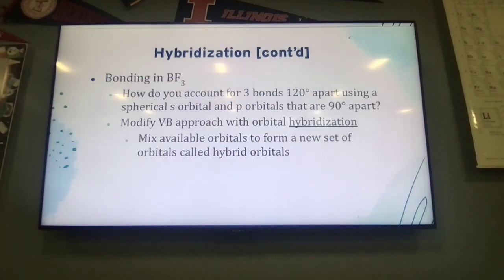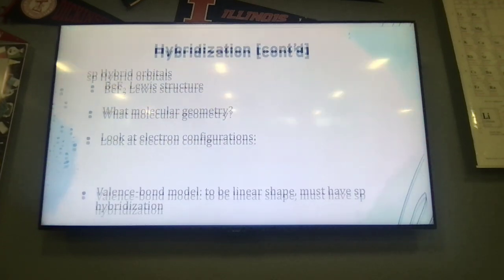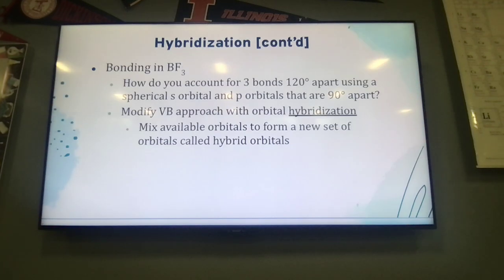So let's look at BF3. This is the one I'm trying to make you think about. How do we account for the fact that there are 3 bonds in BF3? Boron's an exception, so it would have this Lewis structure. And the bonds are not 90 degrees apart like p orbitals would be. They are 120 degrees.